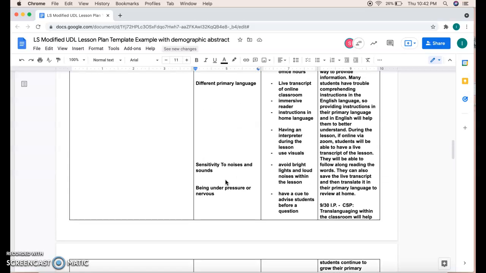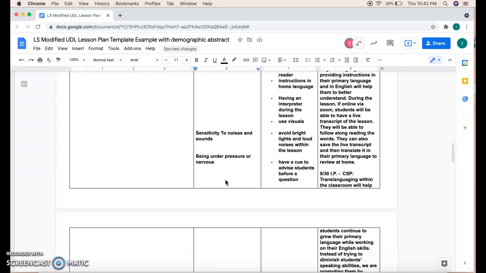Another barrier we found was sensitivity to noises and sounds. Many students become off task or get distracted due to loud noises and sounds and also light. So we have decided to resolve this by diminishing the noise levels within the classroom, by muting other students if it's via Zoom lesson. We'll mute students while we are teaching so other students won't be distracted by the noises, and we will avoid bright lights within the video cameras.